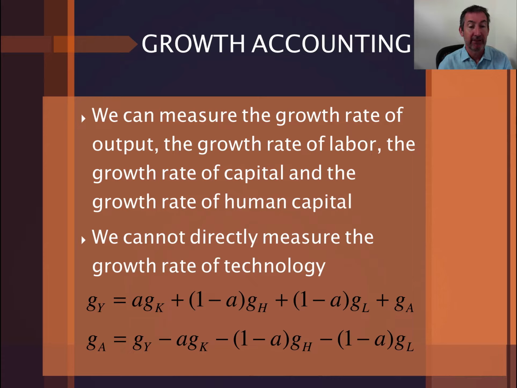We can't directly measure the growth rate of technology, but since we can measure everything else, we can just rearrange this equation to give us an expression for the growth rate of technology. So we can say that the growth rate of technology is essentially the growth in output that we can't account for by growth in physical capital, human capital, or labor hours.